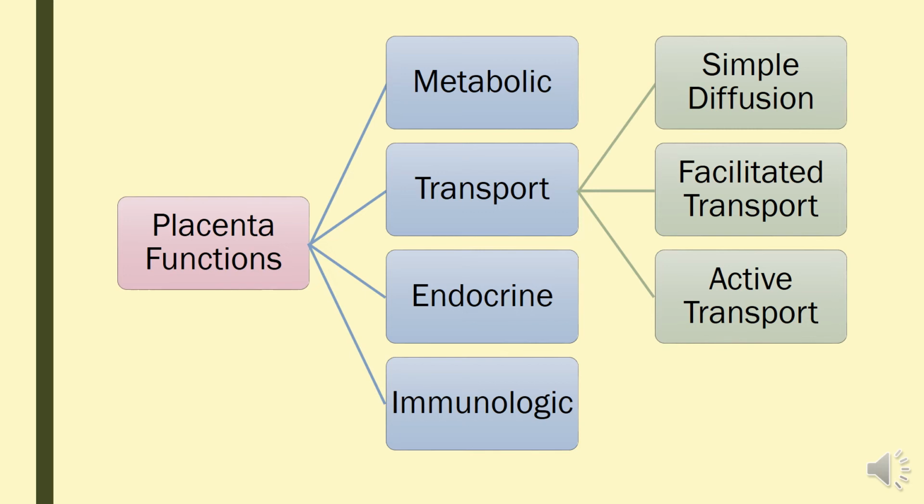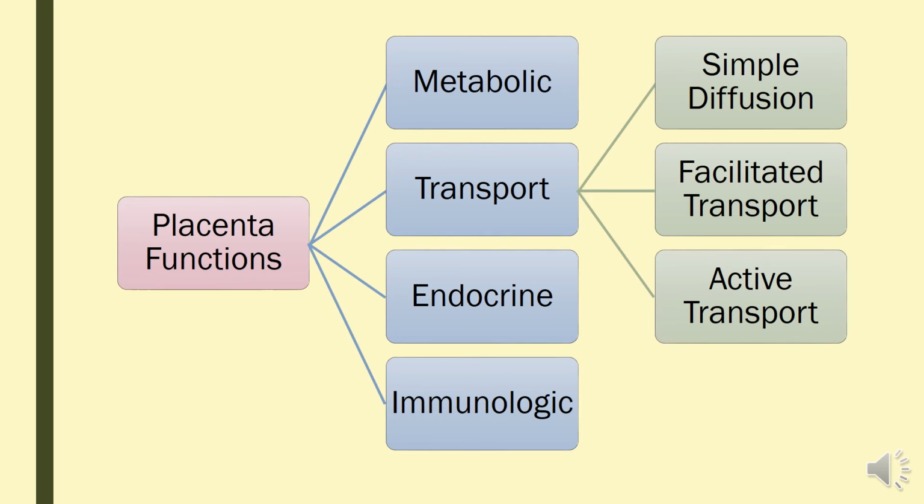Transport functions seem to be the most obvious functions of the placenta and can occur via simple diffusion, facilitated transport, or active transport, which go either against the gradient or with it. These transport functions allow for diffusion of substances across the placenta. Oxygen, carbon dioxide, electrolytes, insulin, thyroid hormones, substances of abuse such as cocaine and nicotine, and many other substances are able to cross the placenta.